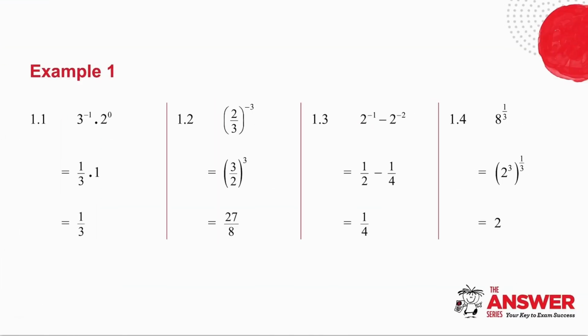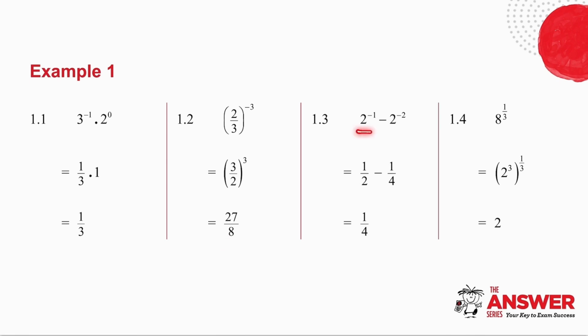In 1.1, 3 to the minus 1 is 1 over 3. 2 to the naught is 1, and a third times 1 is a third. Number 1.2, I've got a fraction to a negative power. So what we do is we invert the fraction, and the power becomes positive. So I get 3 over 2 cubed, and then that power belongs to both the top and the bottom of the fraction. So it's 3 cubed over 2 cubed, and I need to work those out.